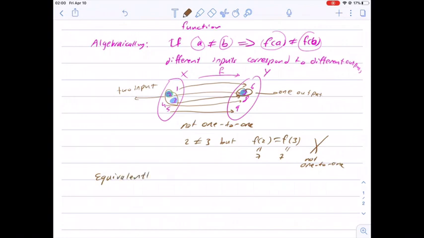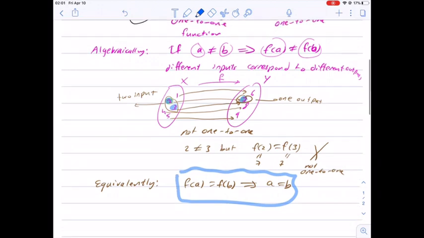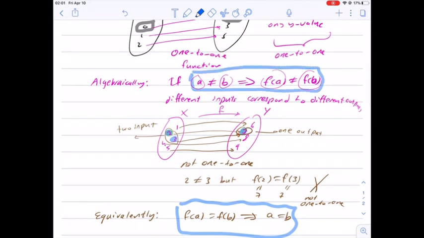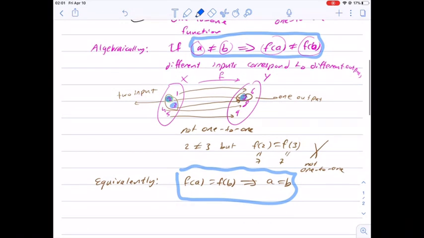Equivalently, we can write it this way. If the images, or the outputs, are the same, then the inputs are the same. And in most cases we use this one because those are equivalent. You may start with different inputs and then you get different outputs, or you start with the same outputs and you get the same inputs. This is called the contrapositive. I mean, those two statements are equivalent, but this is the contrapositive of this.